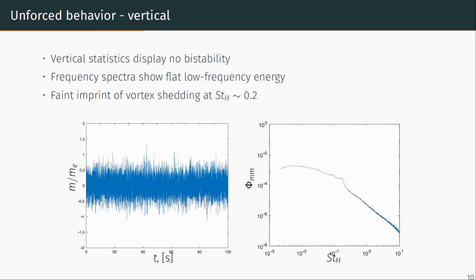If you compare that now with the vertical pressure gradient on the base, looking at the top-down asymmetry, you see that there's no longer this bistable flipping behavior. This low frequency energy isn't there because there's no longer this bistable flipping. But again, you see this slight imprint from the vortex shedding, this corner frequency at Strouhal number 0.2.